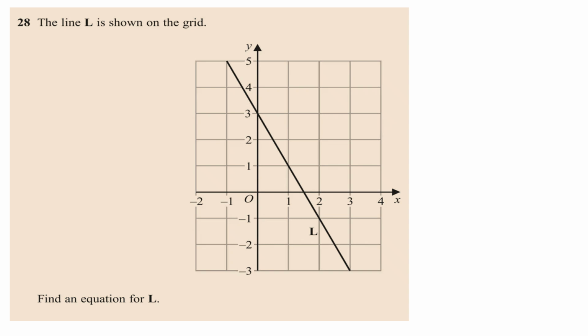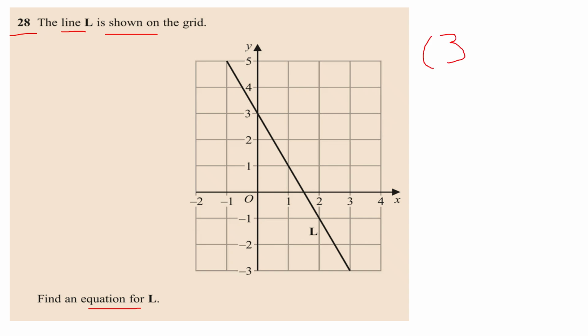This was the last question on the foundation tier paper 3, I believe, from the autumn 2023 Edexcel foundation tier. Okay, so it's a calculator based question, but just to bear that in mind. The line L is shown on the grid. Find an equation for L. Again, it's worth 3 marks on this question.